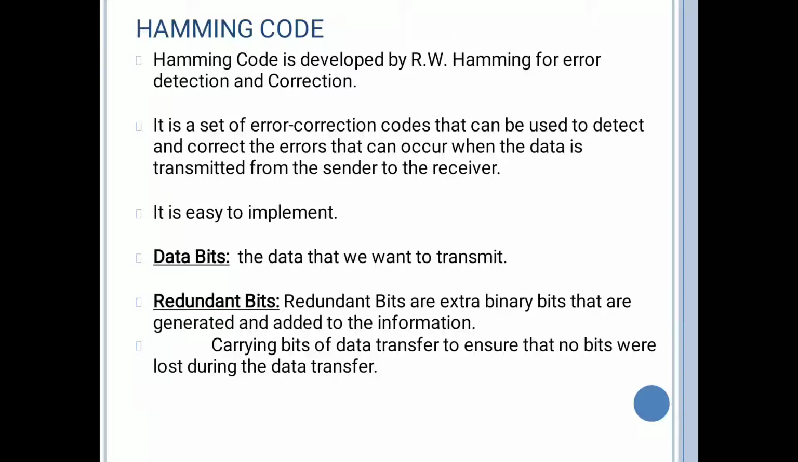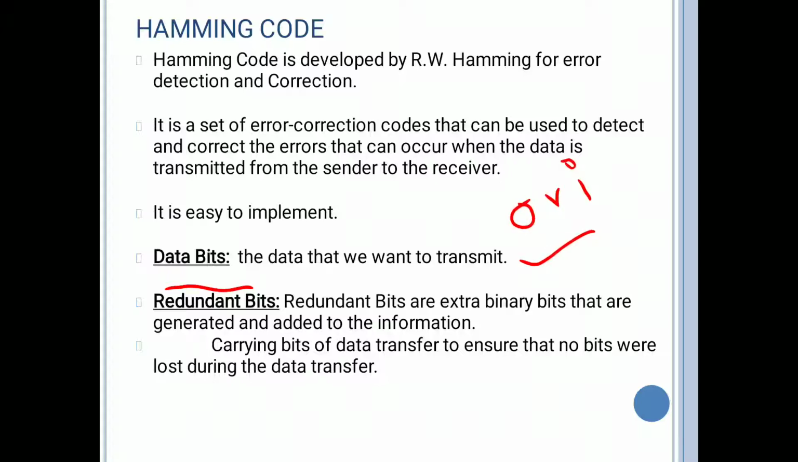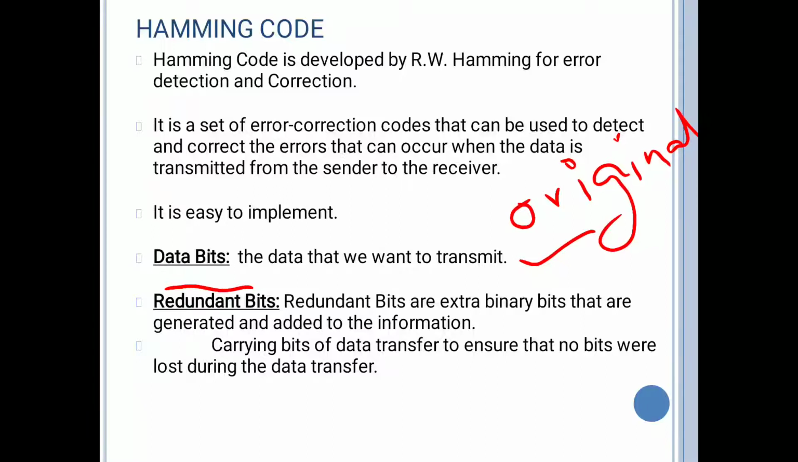Here we have different types of bits: data bits, redundant bits and parity bits are used. So what does data bit mean? The data that the sender wants to transmit, the original copy of data that the sender wants to transmit, is called data bits. Simply called original data.